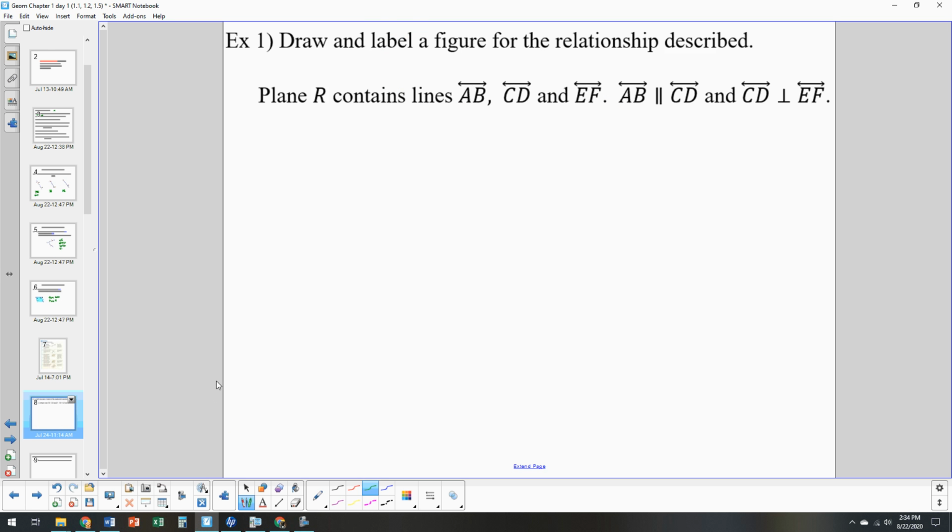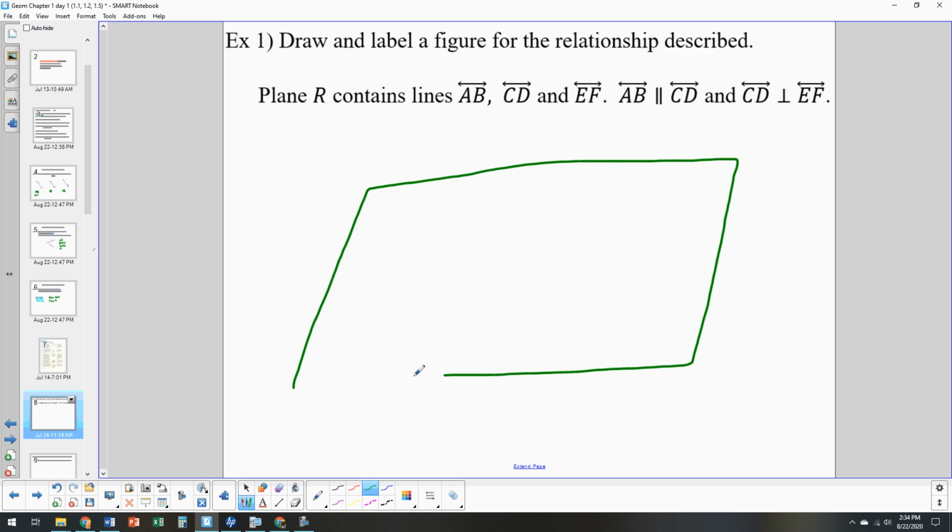So we're going to start here. We're just going to draw and label a figure for the relationship that's described. They're giving us a lot of information. We have plane R, so I already know I'm going to have a nice big shape. I'm going to fit everything, and it's going to be called R. It contains lines AB, line CD, and line EF, but there's a little more information before I go further.